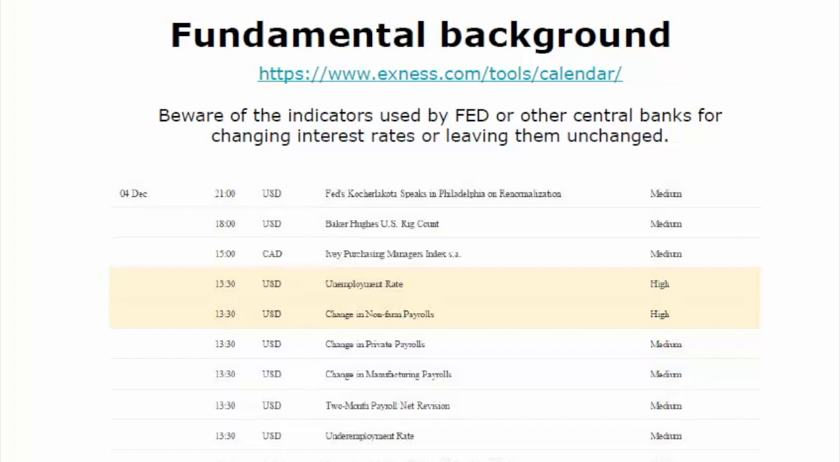And we have to be aware of the indicators used by central banks or the Federal Reserve for changing interest rates or leaving them unchanged. For example, here we also have a high level of importance when we see non-farm payrolls. It's the first Friday of the month, and the unemployment rate. And before that release and during that release, volatility can increase substantially. I will show you now a couple of examples from the last Friday of the month.